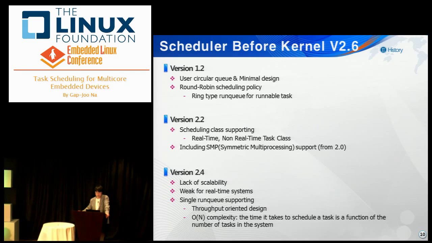So the time it takes to schedule a task is a function of the number of tasks in the system. This scheduler was relatively simple, but it was relatively inefficient, lacked scalability, and it also lacked features to exploit multi-core processors.